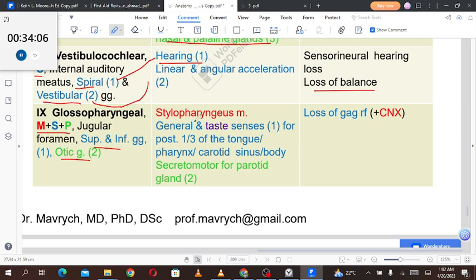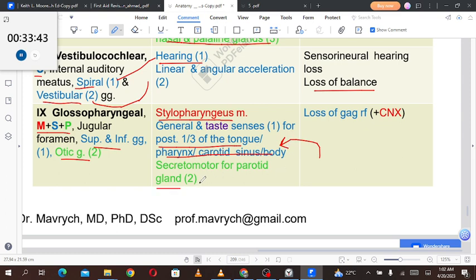As for function, it supplies the stylopharyngeus muscle, and general and taste sensation from the posterior one-third of the tongue via the superior and inferior ganglion. The posterior one-third of the tongue and pharynx, and the carotid sinus and body, that is very important. Carotid sinus and body sensation are also taken by the glossopharyngeal nerve. Then secretomotor for the parotid gland.